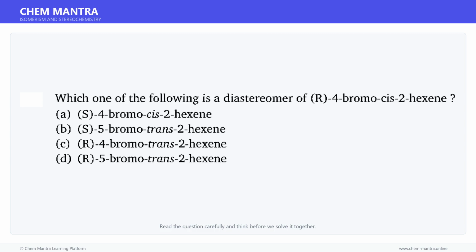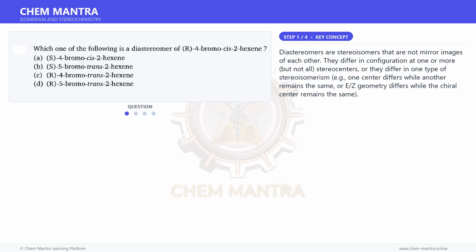Here is a question. Read it carefully and think about the answer. Let us solve it step by step. Let us first understand the key concept here. Diastereomers are stereoisomers that are not mirror images of each other. They differ in configuration at one or more, but not all, stereocenters, or they differ in one type of stereoisomerism. Example: one center differs while another remains the same, or E/Z geometry differs while the chiral center remains the same.